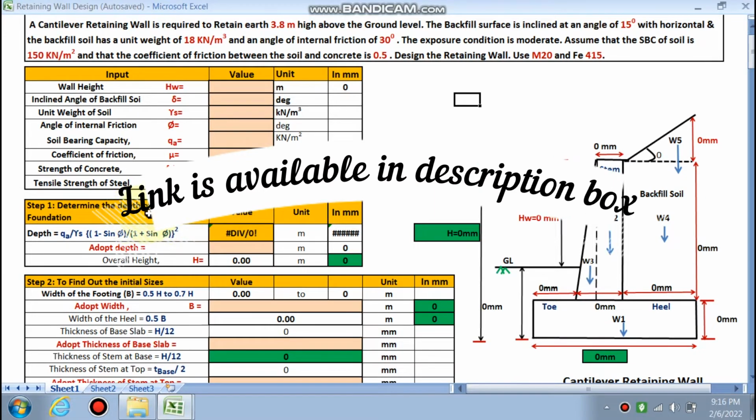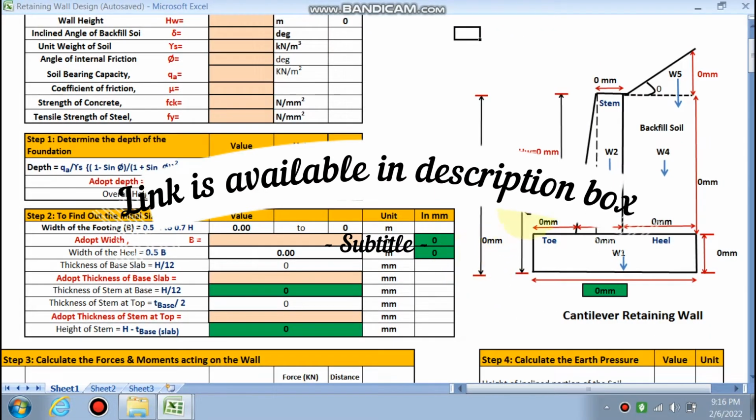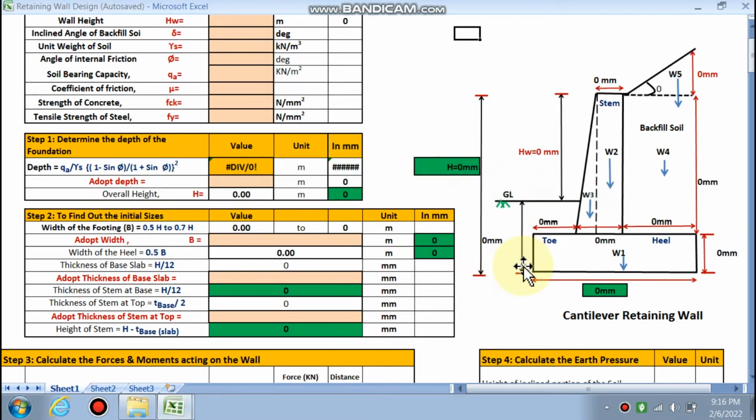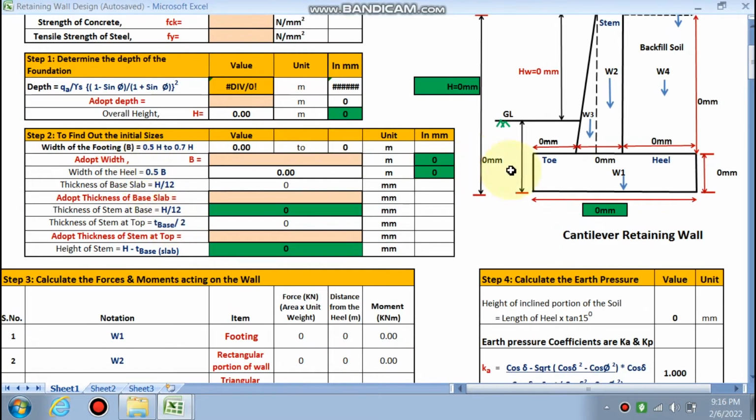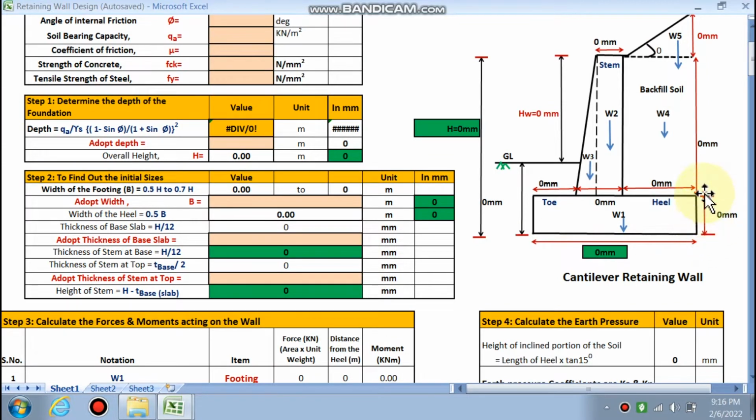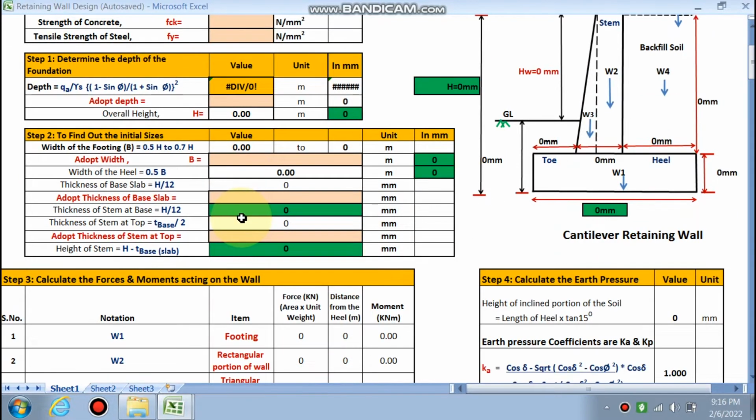Firstly, we will find the depth of the foundation below the ground level, how much the foundation will be there, right? Second step, to find the initial sizes. Initial sizes, like we have to find the base slab thickness, width of the base slab, right? Width of the stem, how much the toe width, heel width, right? Different kinds of initial sizes we are going to find.